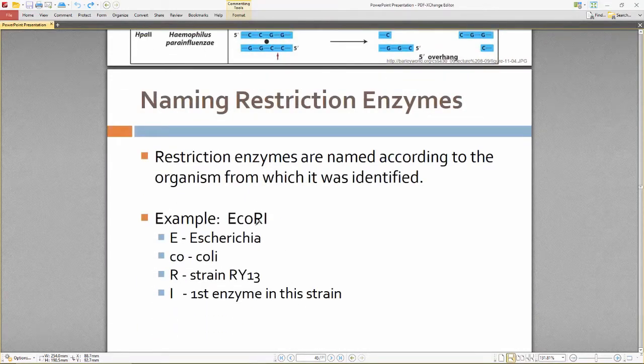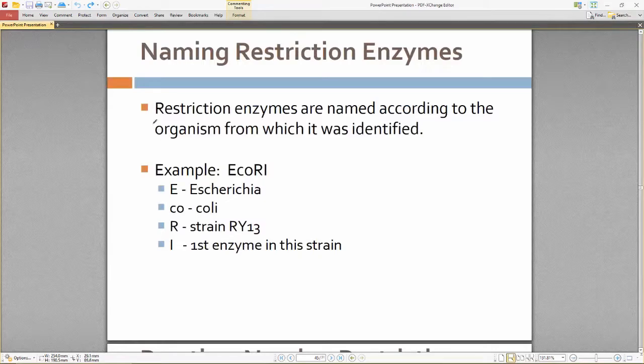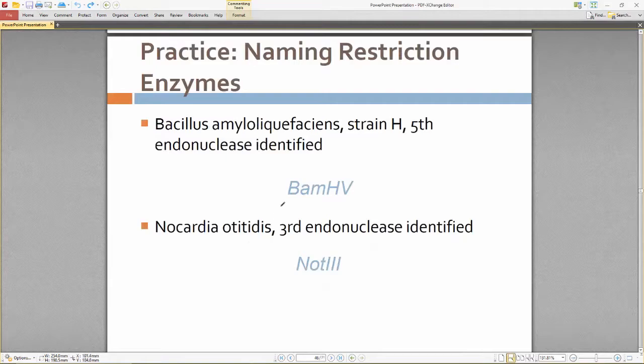And there's a specific syntax to naming these restriction enzymes, and they're named according to the organism from which it was identified. So for example, EcoR1: Escherichia coli. Eco is from the name of the original organism, and then R is from strain RY13, and it's the first enzyme in the strain, so we call it EcoR1. Here we have BamH1, not 3.